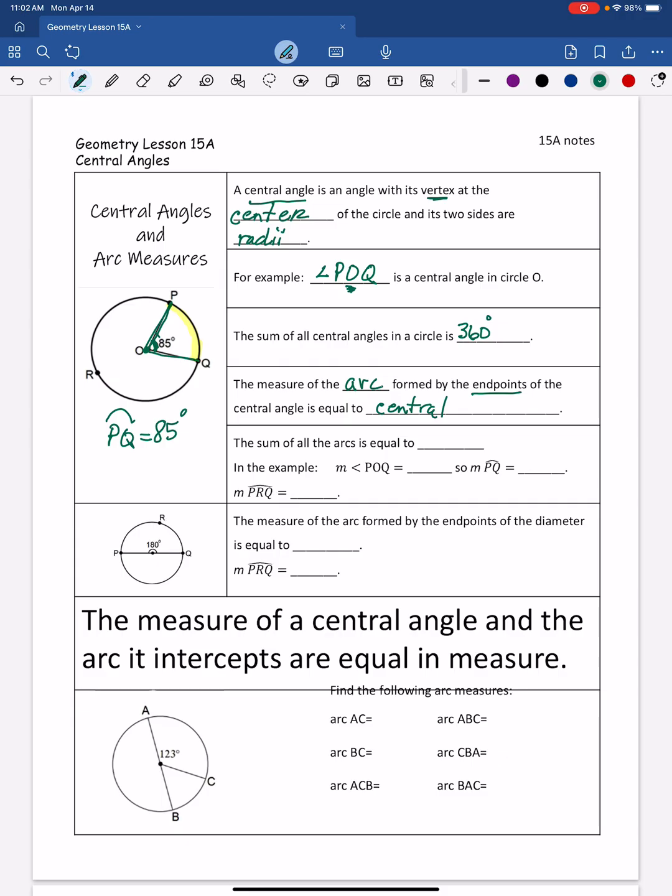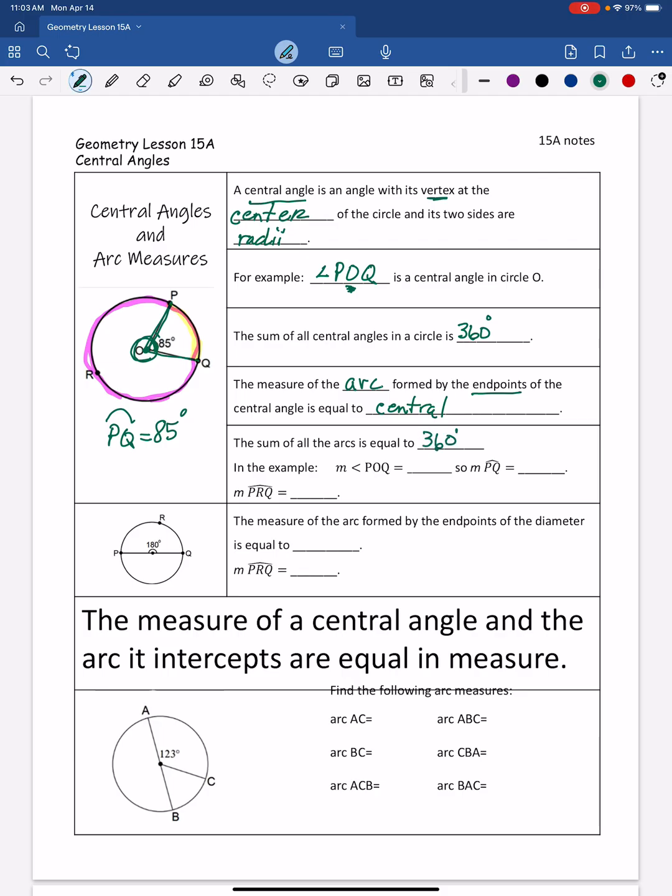Just like the central angles in here total 360, all of the arcs are also going to equal 360. That would be all the way around the circle. These arcs, which again are the curved parts of the circle, are going to total 360 degrees. And that's what I just said.